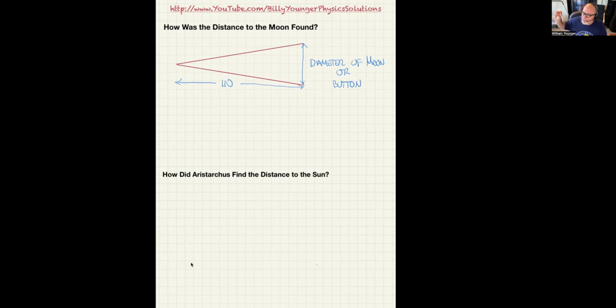If you actually put a button on the window and you wait for the moon to get in line with that button, then you can just barely cover up the face of the moon with the button if you find your eye is 110 times the button diameter away from the button. So not only does that tell us about the diameter of the button, it also tells us about the diameter of the moon. So for instance, I can draw again, let's say from here to here. That was not what I meant. It was supposed to be quite a bit smaller than that.